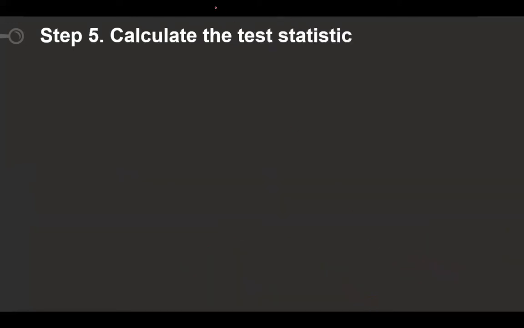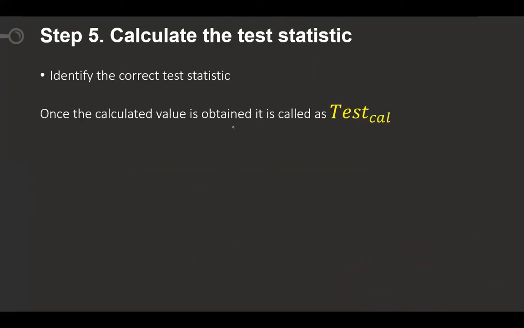So calculate the test statistic using the correct test. Identify the correct test statistic. Once calculated, I will call it test cal. Why? When I do a t-test, it is called t-cal. When I do an f-test, it is called f-cal. When I do a chi-square, it is called chi-square cal. That's generally how I've given it. Then I'm going to give an example. For a t-test, I'll call it t-cal. That's what you have to remember.